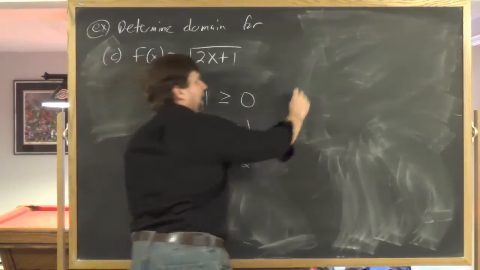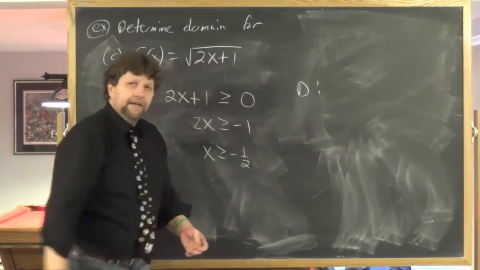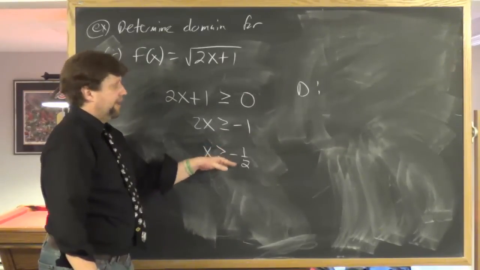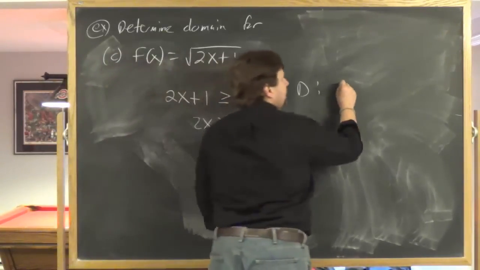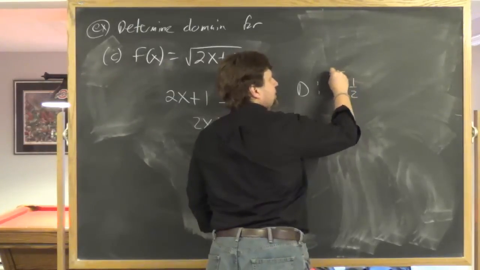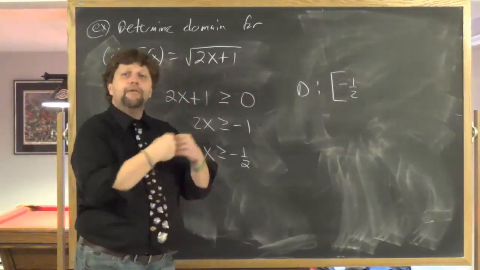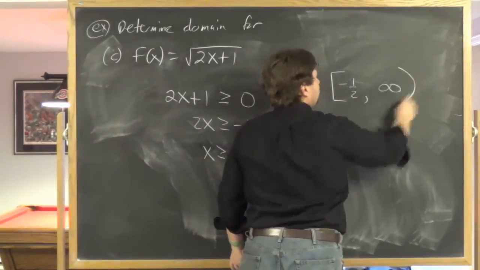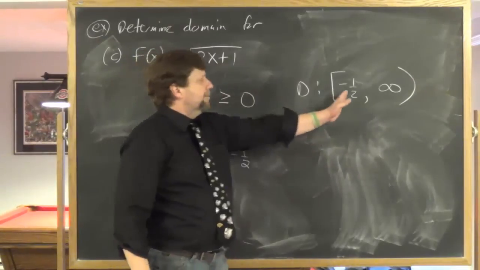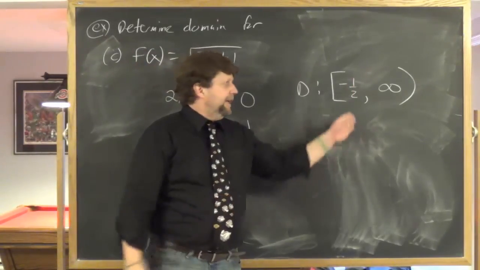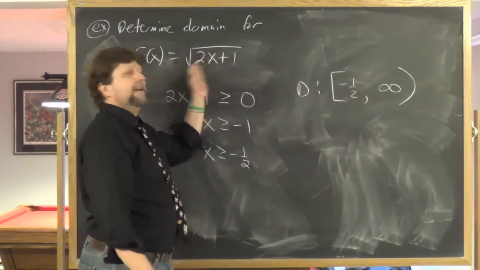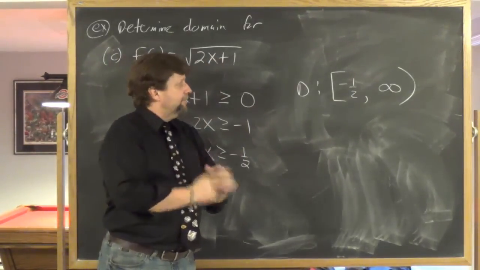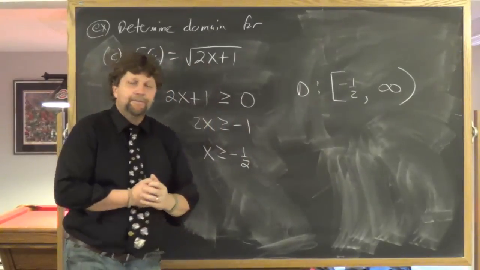You found the domain, but now when you write it in interval notation, x greater than or equal to -1/2, that means square bracket, because you're allowed to include -1/2, up to infinity. Any number from -1/2 to infinity. Pick any number in there and you toss it in for x, you're going to get a positive under the square root and everything's good. So that's the domain of this function.